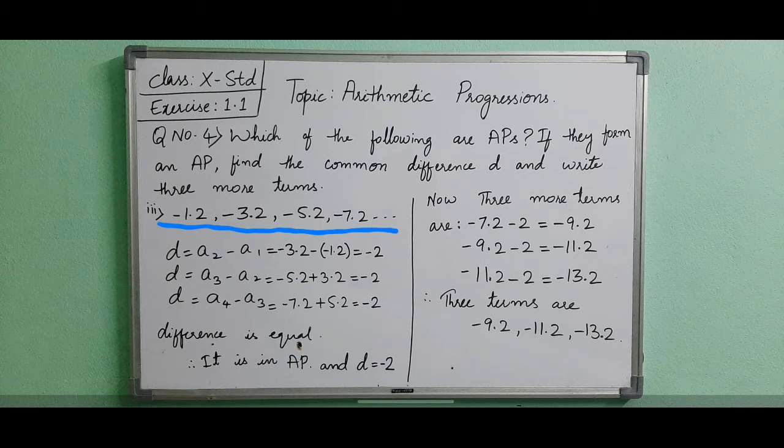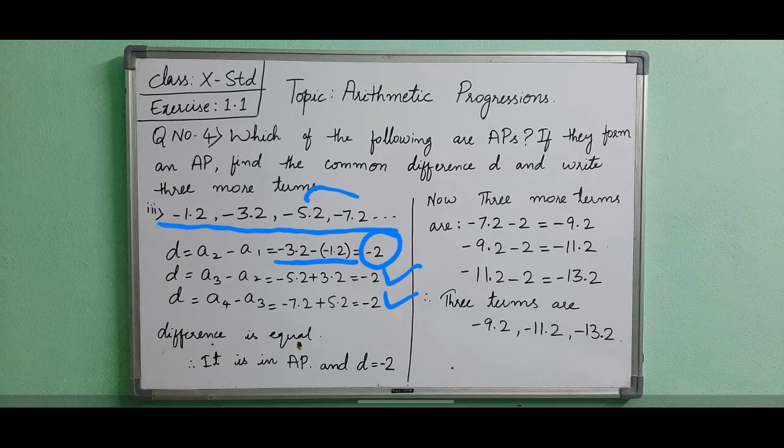Second term is minus 3.2 minus 1.2. As both are having minus, it will become plus, and we have to subtract 3.2 and 1.2. If you subtract 3.2 and 1.2, it will be coming as minus 2. In the same way, A3 and A2, if you subtract, difference means you have to subtract. Again it is becoming minus 2. Again the last two, if you subtract, it will be again minus 2. When the differences are same, we can say it is in AP.